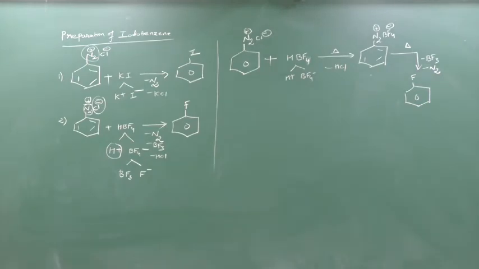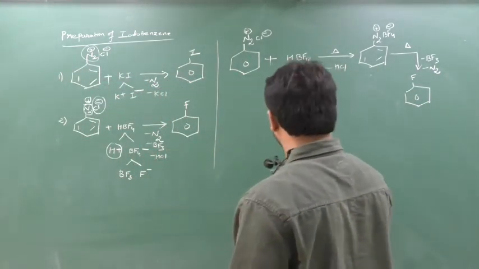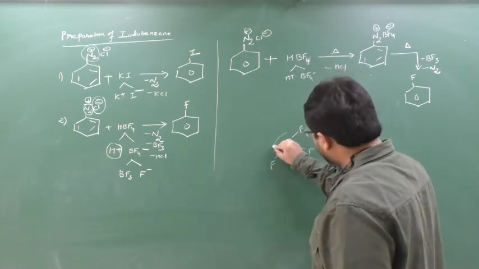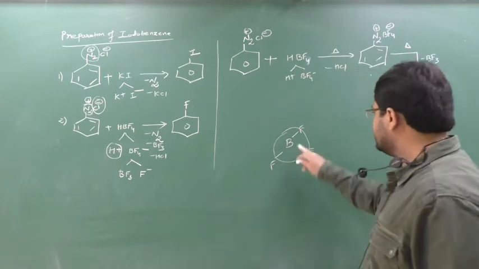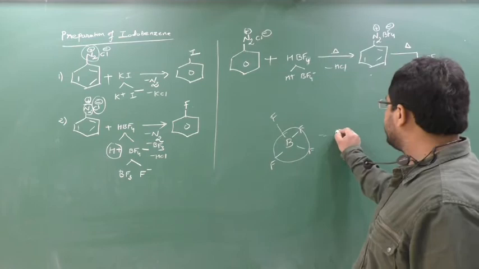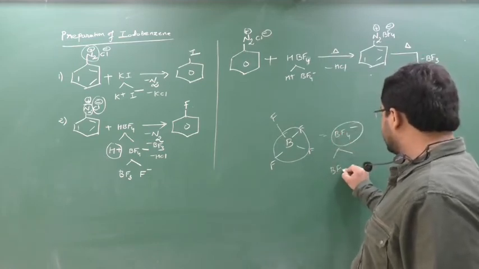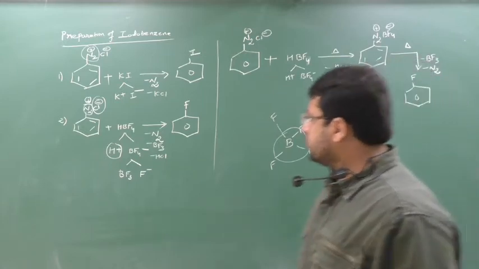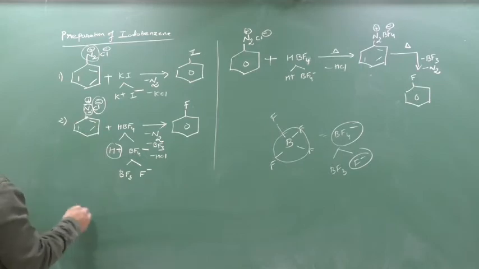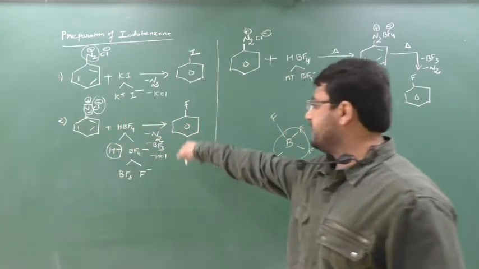Better remember this only. See, BF3: boron means group 13. F, here F, and here F. See this outermost orbit, group 13 we have discussed. 1, 2, 3, 4, 5, 6. Here one F will come here. So it will form what? BF4 minus. So when you split back, you will get BF3 and F minus. So when N2 is moving away, one vacancy will be created. This vacancy will be filled by this F minus. Clear? So better remember this.